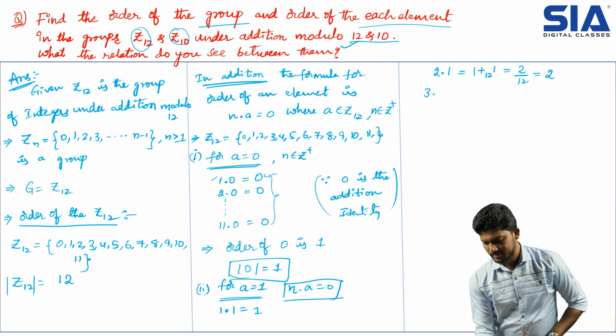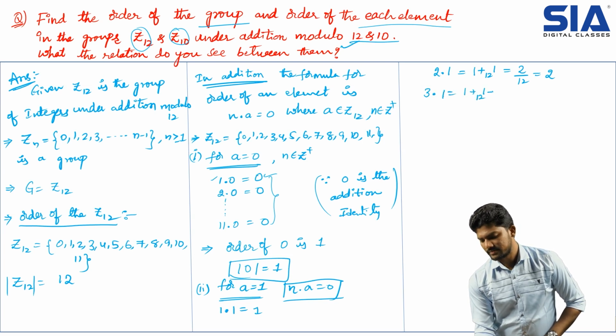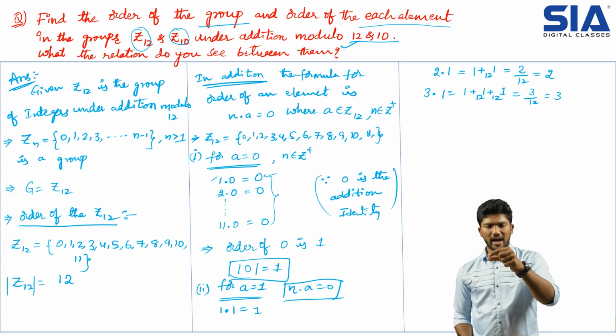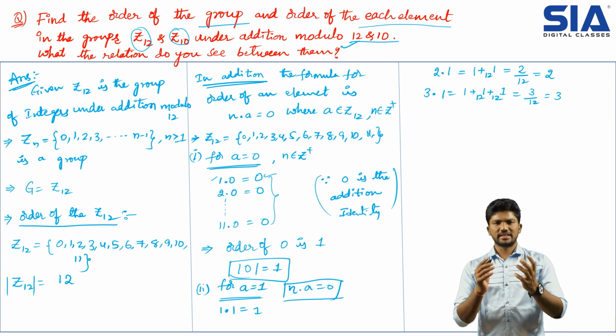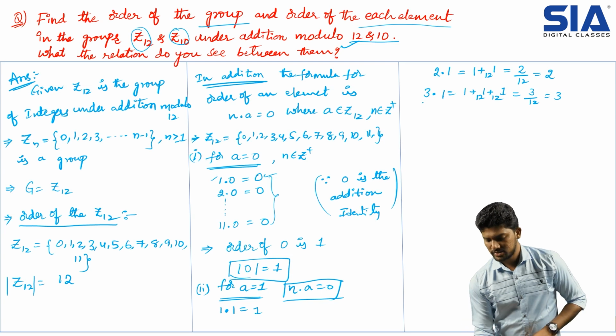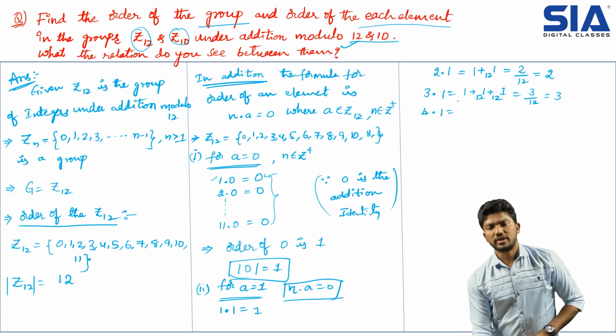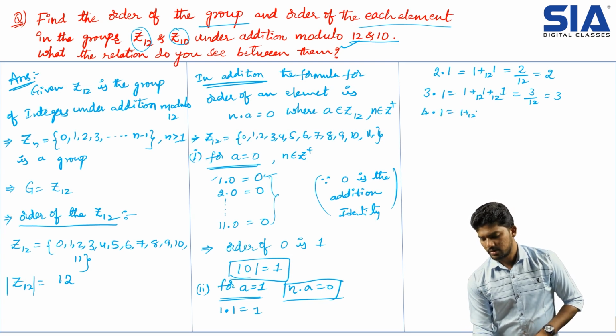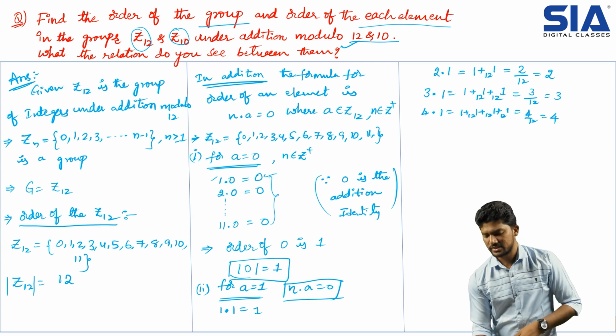Next 3 into 1. 3 into 1 is equal to 1 addition modulo 12 plus 1 addition modulo 12 plus 1. So here also you will get 3 by 12, so again you will get 3. We have to do this process until you get the remainder equal to 0, because 0 is the addition identity. So next 4 into 1, 1 plus 1 plus 1 plus 1 is equal to 4 by 12. Then you will get 4, and you continue in this format.